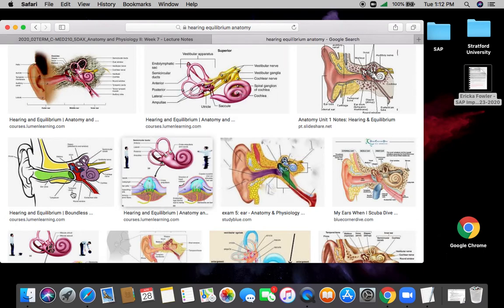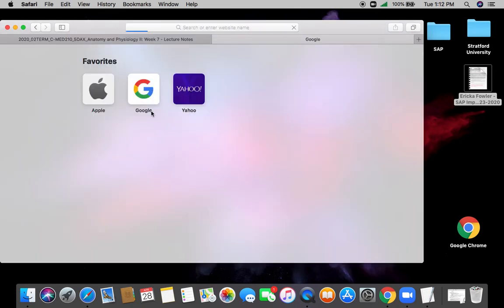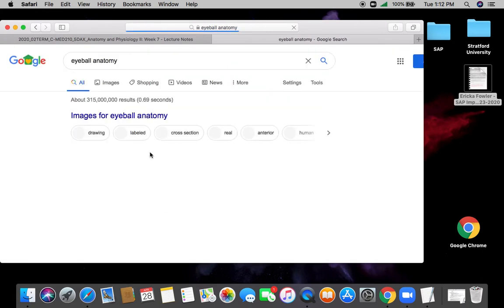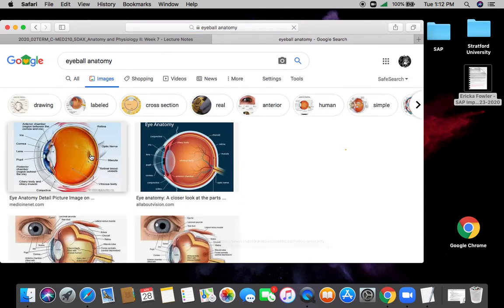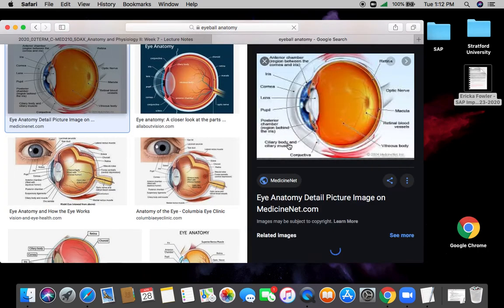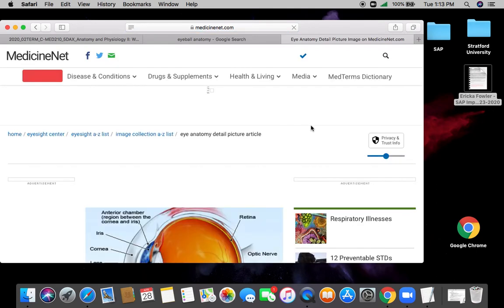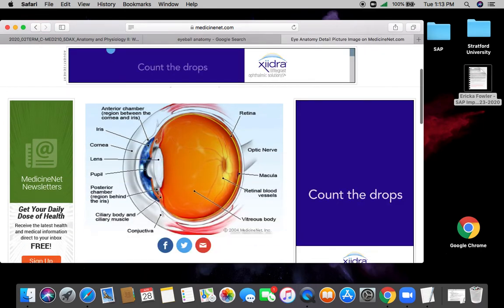So let us now go, how about this, I just close this. And now let's go through eyeball anatomy. Nice picture. And I believe these are very, very similar, if not the same exact pictures that I chose for the notes. Okay, so let's look at this.